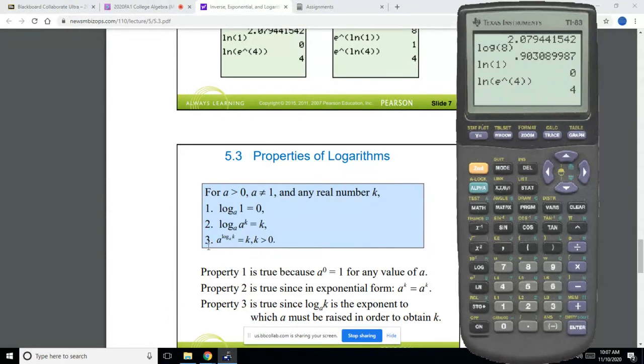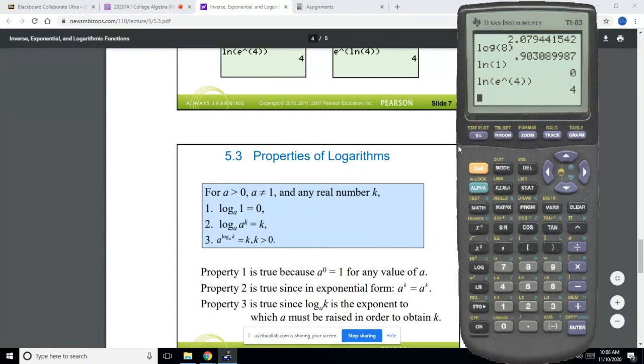And then our third property, and it runs on the same concept, is a raised to the log base a of k, that's equal to k. So notice that the base of my exponent is a. The base of my log is a. If the base of my exponent and the base of my log are the same, the value is the argument of the log, which is k.